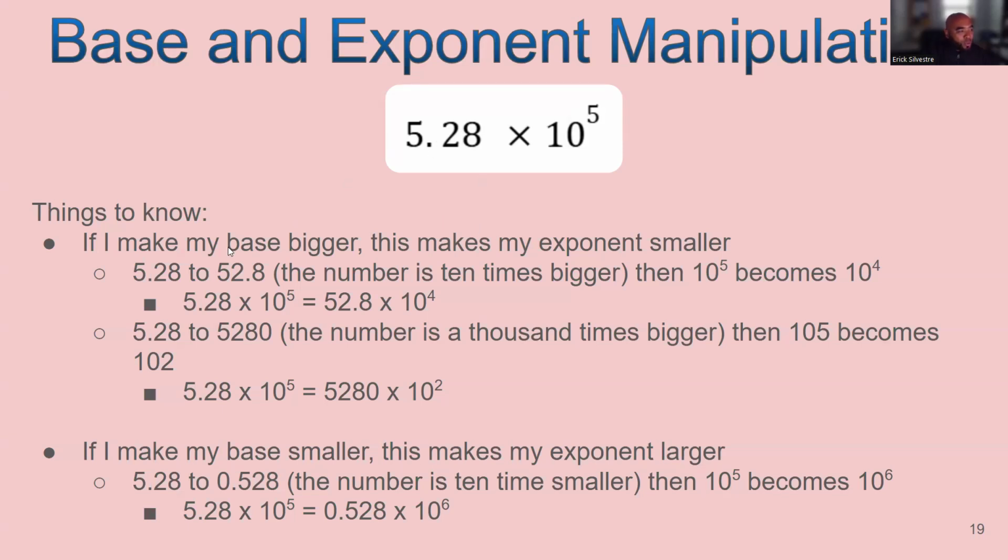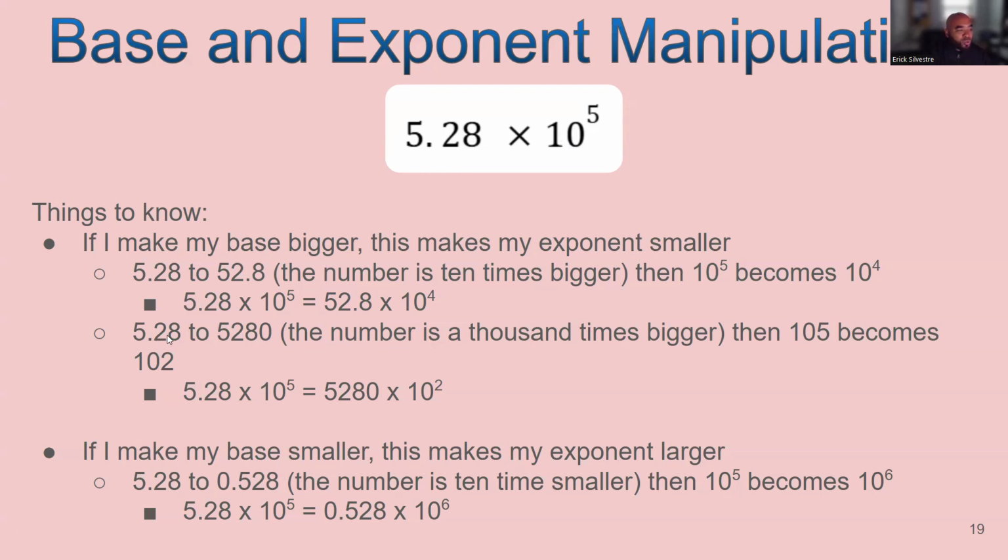All right, so if I have 5.28 and I want to make it 52.8, I move my base one spot to the right. I made my base larger by a power of 10. Therefore, I need to make my exponent smaller by 1. So 5.28 times 10 to the fifth power is the same thing as 52.8 times 10 to the fourth power. That is how you manipulate exponents. If you move the base around, you have to move the exponent in order for that number to stay the same.